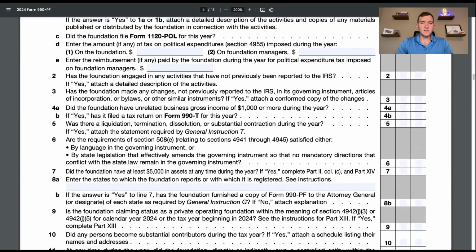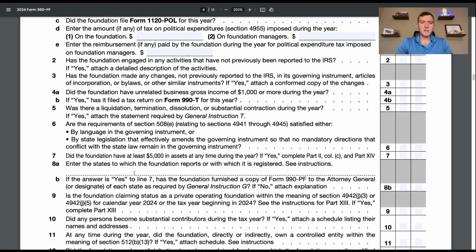The seventh most common mistake is underneath the statements regarding activities. It's this little section right here that says enter the states to which the foundation reports, with which it is registered. This is going to be wherever the foundation is established, more often than not. And sometimes a foundation will have more than one state, but by and large, it's going to be one. So like if yours was set up in Delaware, this should say DE. So you have 8A and 8B.